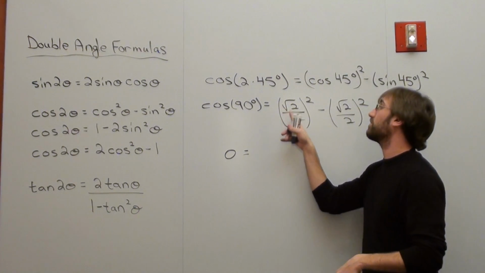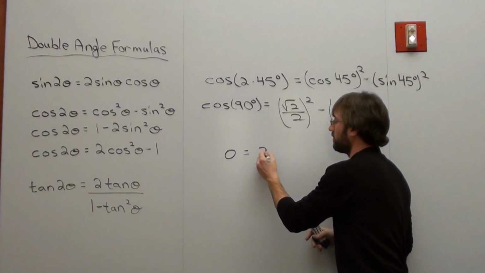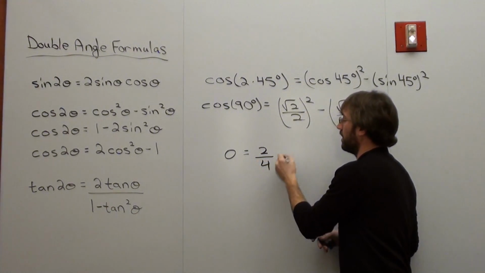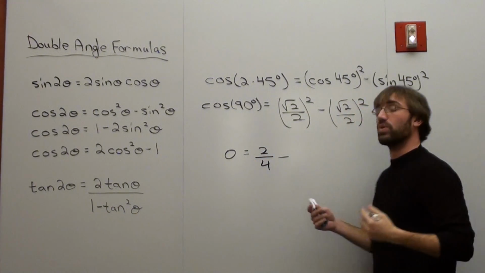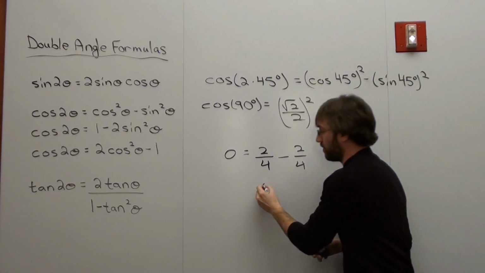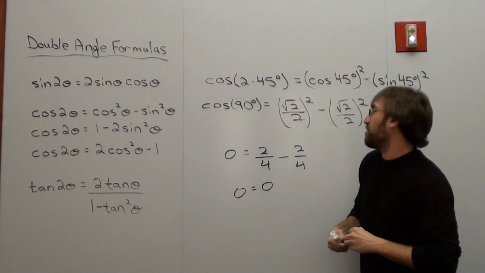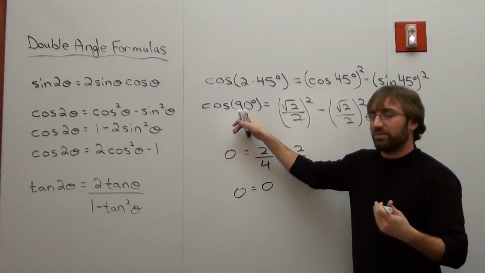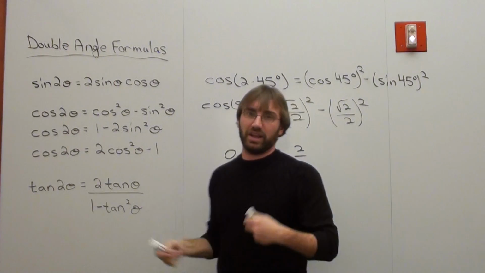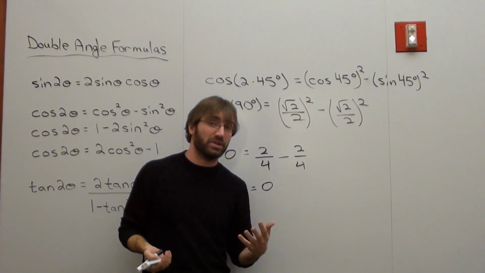Okay, so this is square root of 2 over 2 squared. Square root of 2 squared is 2, over 2 squared, which is 4. Subtracted by square root of 2 squared is 2, over 4. 2 fourths minus 2 fourths is 0. And there you go. Everybody already knows what the cosine, well, not everybody, but people who study trig for a while and have actually gotten to this point of double angle formulas know what the cosine of 90 degrees is.